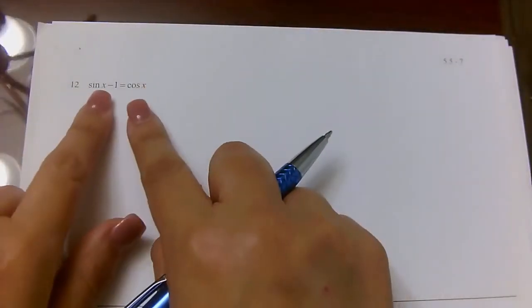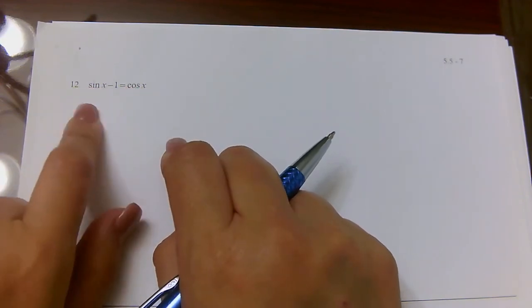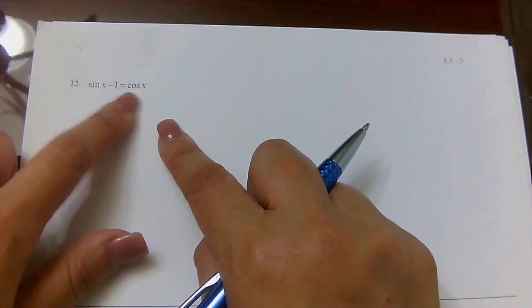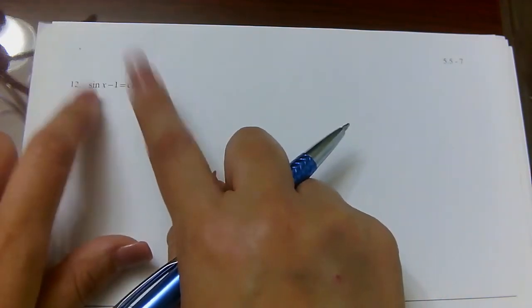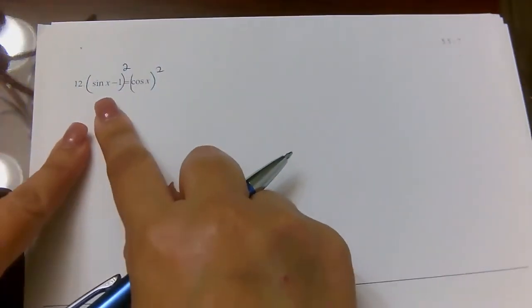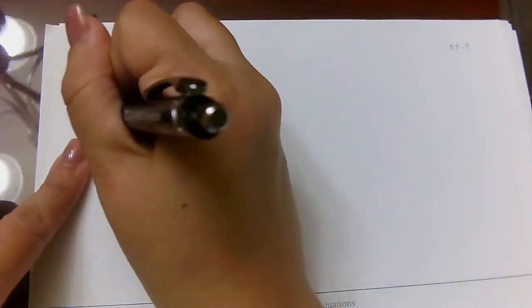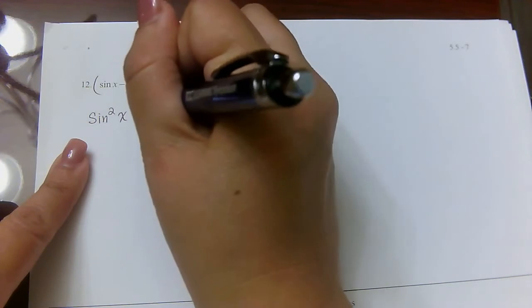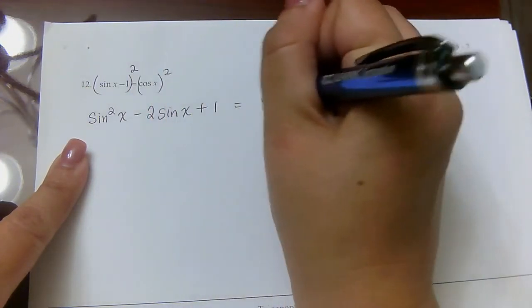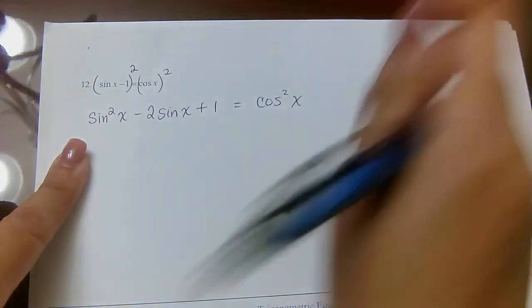All right, next one. Okay, for number 12, we can't really do anything. We can't put the cosine over here because then we're going to have 3 terms, a trinomial, which will make things a little bit more complicated. So all I'm going to do is keep it like this, a trig function on each side, and I'm going to square both sides. Okay, I'm going to go ahead and FOIL this, and I'm going to get sine squared x minus 2 sine x plus 1 is equal to cosine squared x.